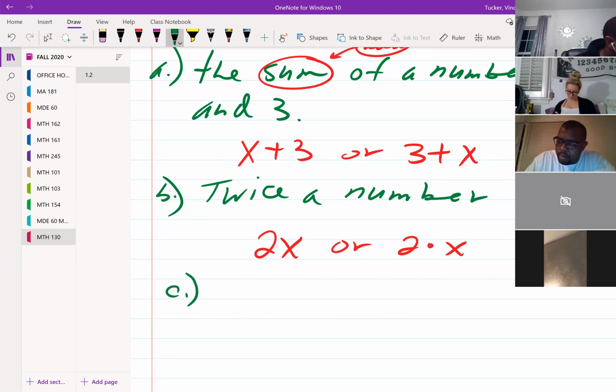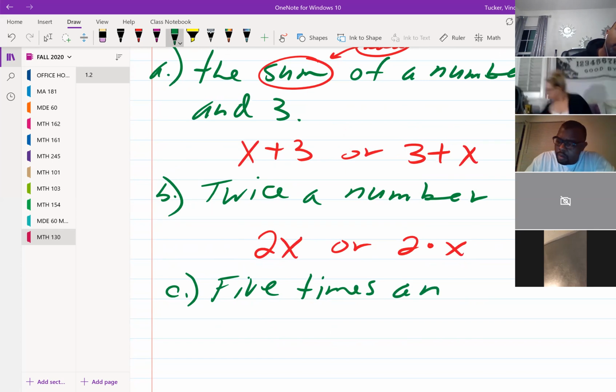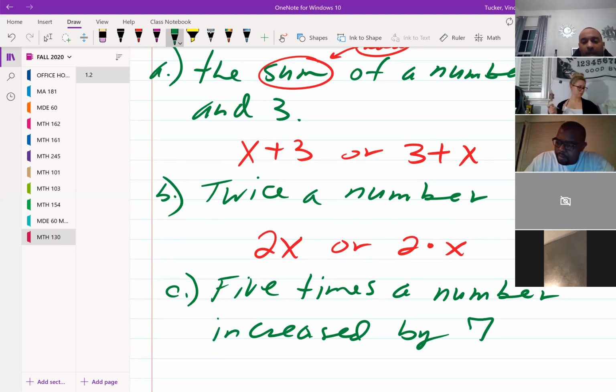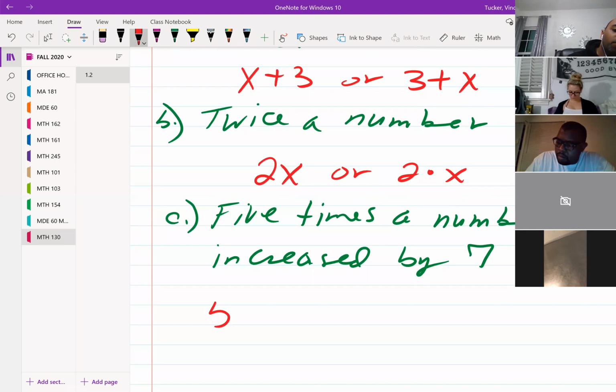Let's do at least one more. Yeah, let's do that. All right, 5 times the number increased by 7. So 5 times the number is 5x, increased by 7, plus 7.